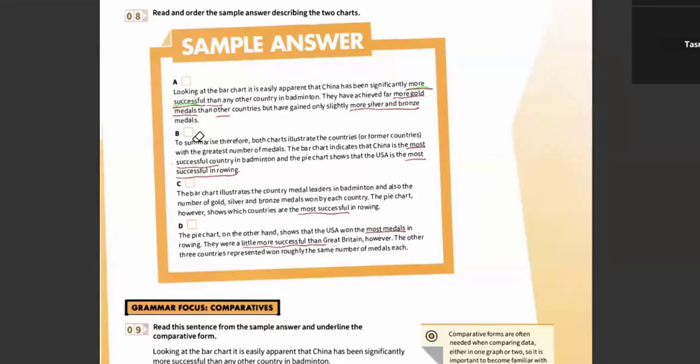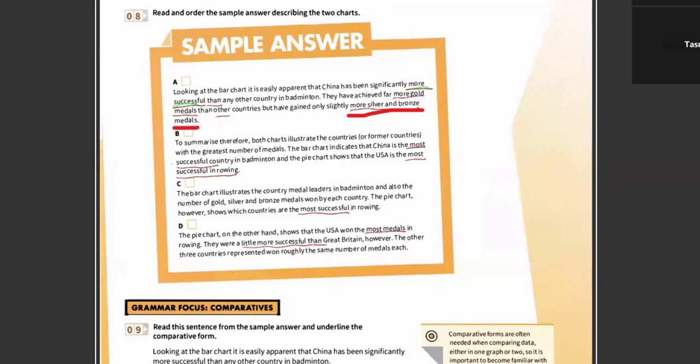Whenever you're seeing that there is no "than," yet there is "more," that means that there is a comparison. Even if the "than" is missing, still there is "more." So there is a comparison, because see, they have achieved far more gold medals than other countries, but have gained only slightly more silver and bronze medals. So more gold medals is one, then more silver and bronze medals is also another one.